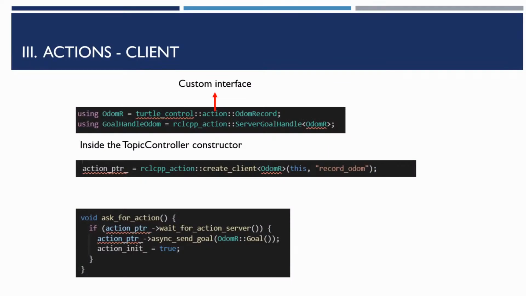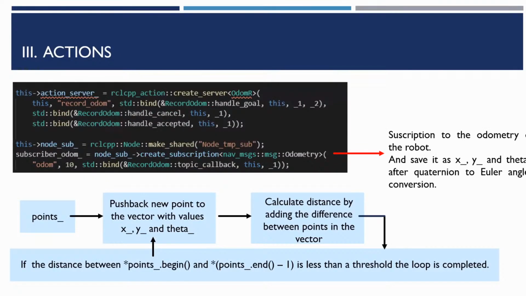We have the action client in the main script, and we also make another script that is going to be the action server. Here in the execution, we have a subscription that is going to update the values for X, Y, and Zeta. That makes a conversion from quaternion to Euler angles.